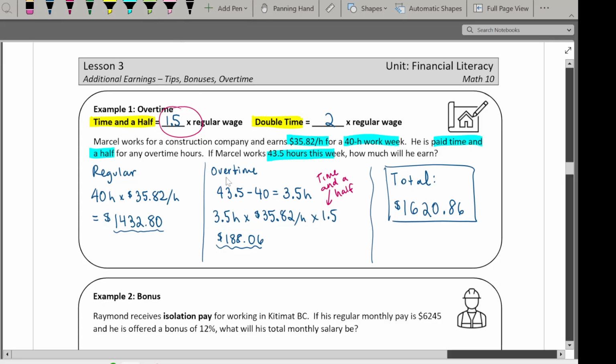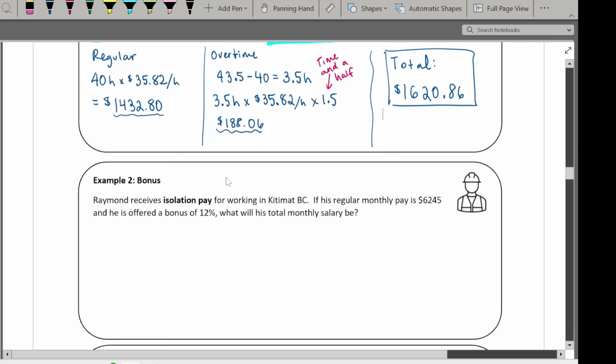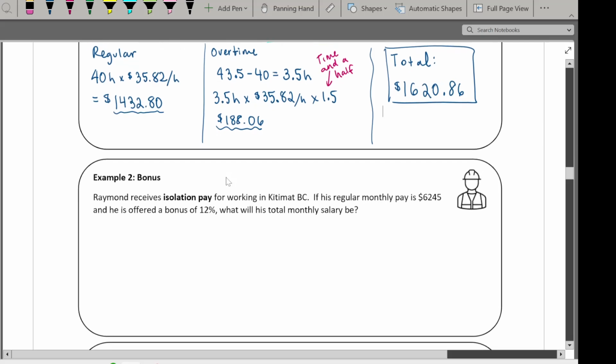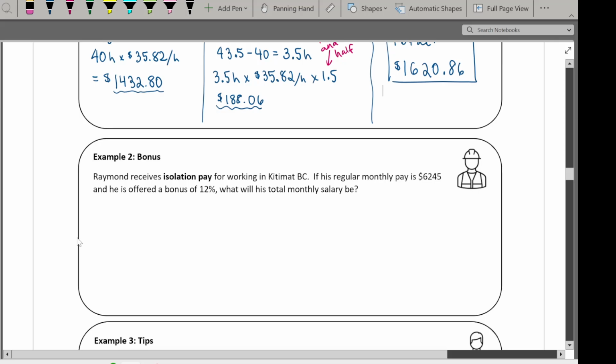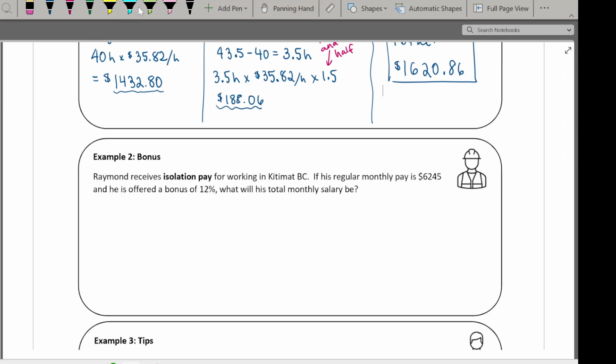Okay, let's talk about bonuses. Bonuses are really common for a number of different reasons. In this example here, Raymond is receiving some isolation pay, which means he's working far away from home, away from any major cities. So he's getting an extra bonus on top of his normal salary. So his regular monthly pay is $6,245, and he's offered a bonus of 12%. So what would his total monthly salary be?